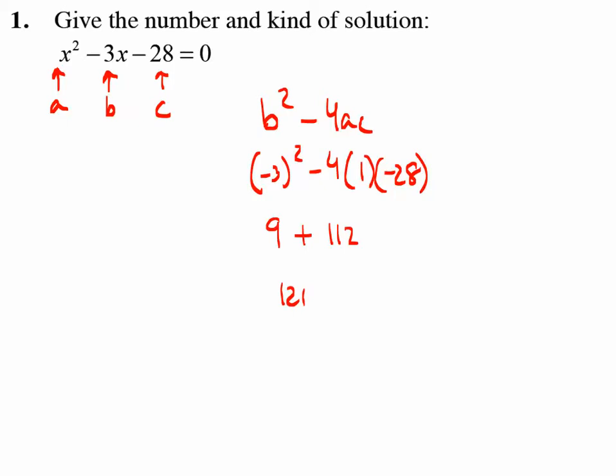Based upon the number, what do you guys say? What kind of answers? Two complex solutions, one rational solution, two rational solutions, or two irrational solutions? Perfect. Yep, you got it. Two rational solutions, because 121 is a perfect square of 11. So we know that the square root of 121 will disappear in our final answer.